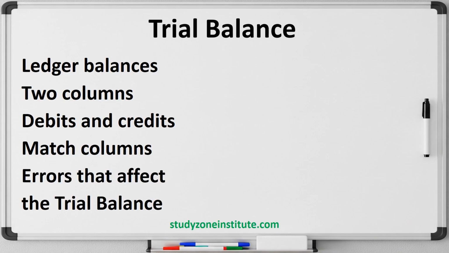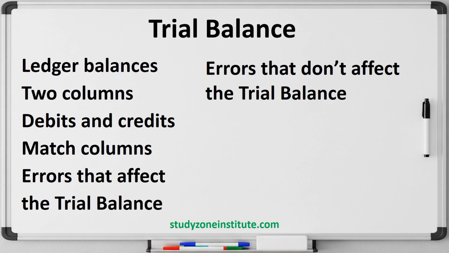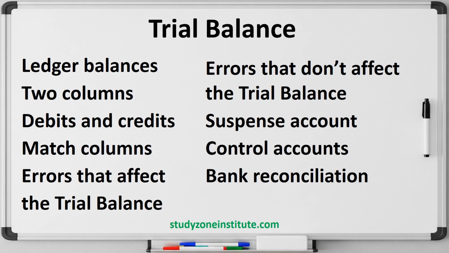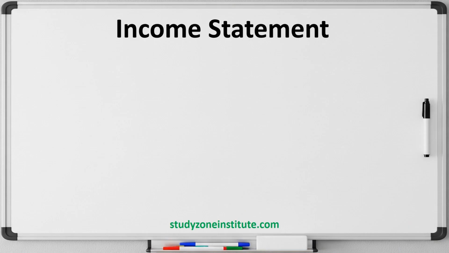It's important to note that some errors, such as errors of omission, where a transaction was completely left out, or compensating errors, where 2 errors cancel each other out, will not affect the trial balance. Accountants use tools like a suspense account, control accounts, bank reconciliation statement, and draft net profit to find and fix errors.